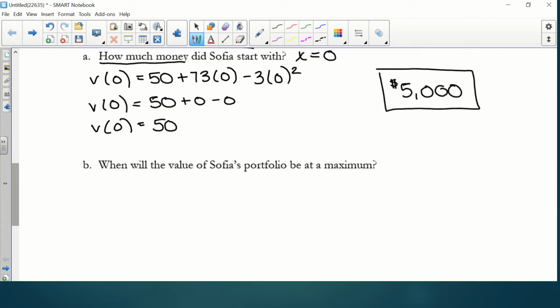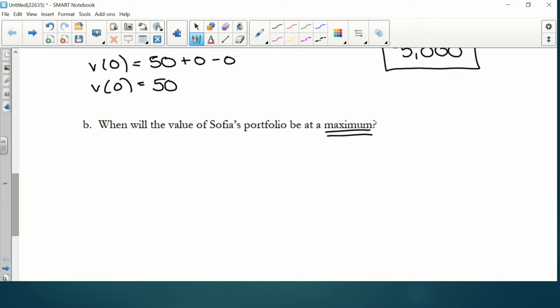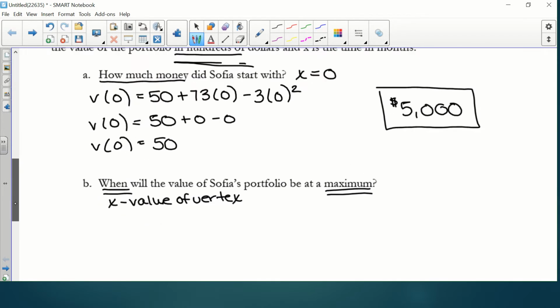When will the value of Sophia's portfolio be at a maximum? Okay, max and min mean vertex. Now in this case, it's saying when will the value be at a maximum? Okay, so if we're talking about when, we're talking about time. And in this case, again, we're talking about the x value of the vertex because our x represents time.